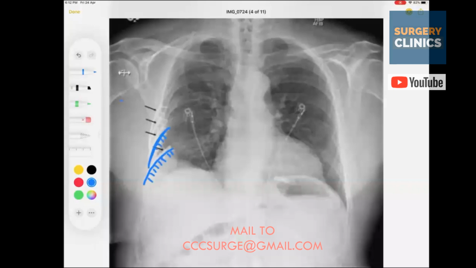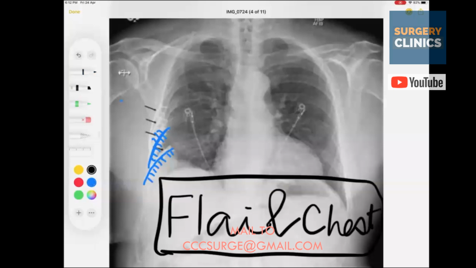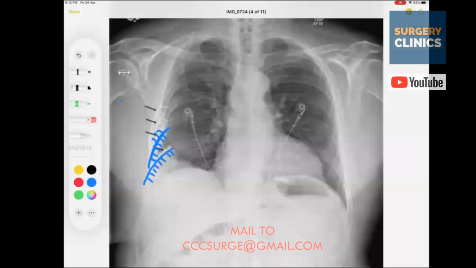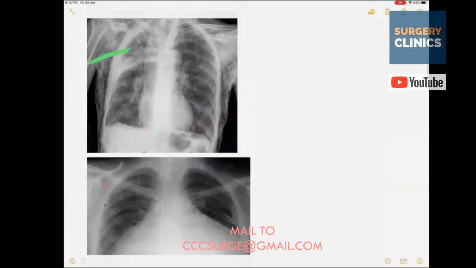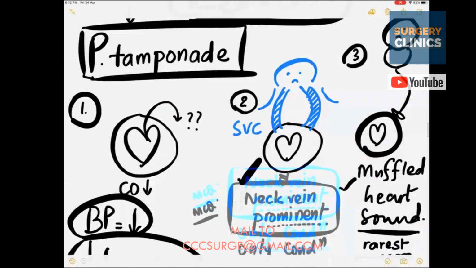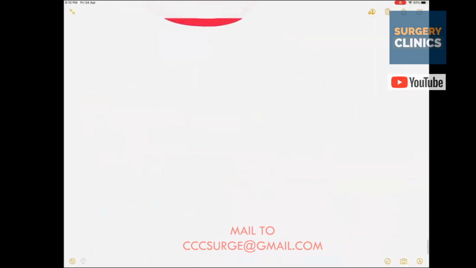We don't usually do this until and unless, as you will be taught again, there is a condition called flail chest. What is a flail chest is a long question in MBBS, a very commonly given short note. But just for today, remember the name of this condition, because MCQ guys will love to give you this one.